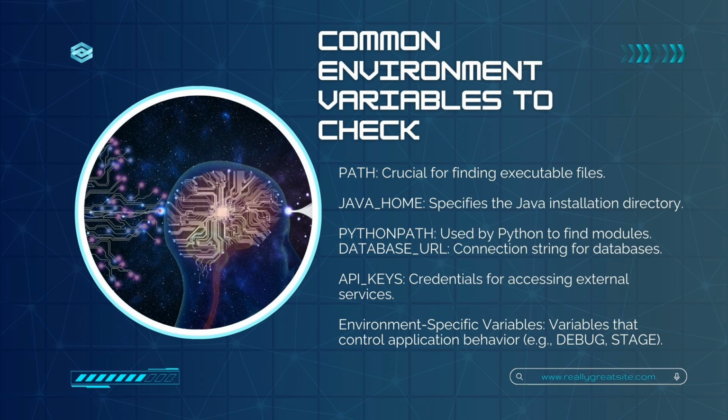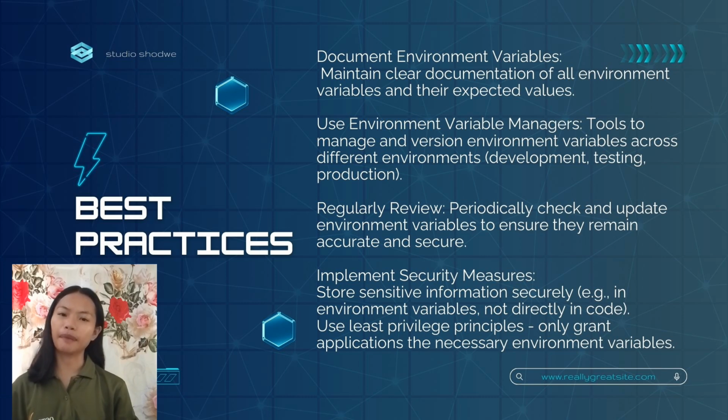Common environment variables to check. So PATH, crucial for finding executable files. And then JAVA_HOME, which specifies the Java installation directory. And then PYTHONPATH, used by Python to find modules. And then DATABASE_URL, the connection string for databases. And then API keys, credentials for accessing external services. And then environment-specific variables, variables that control application behavior, for example DEBUG and then STAGE. So number 4, which is the best practices.